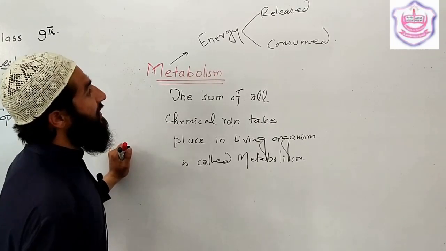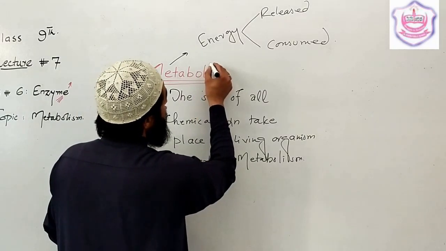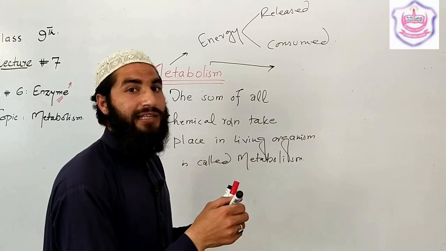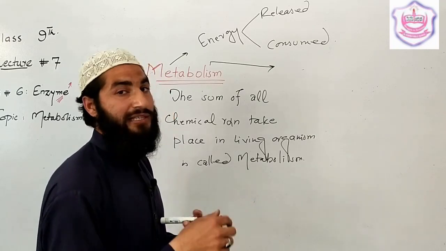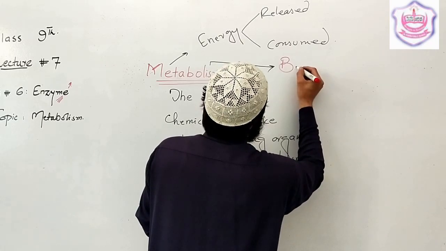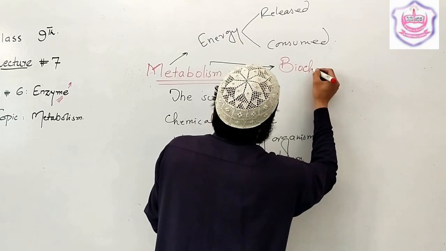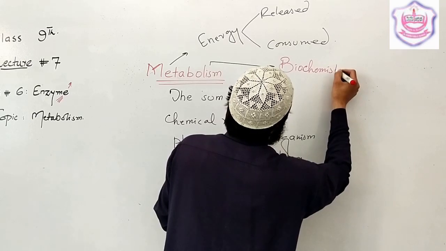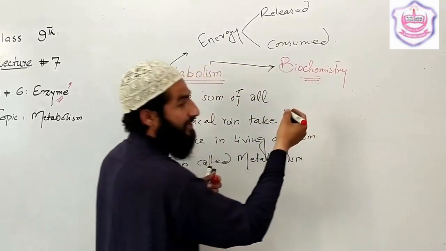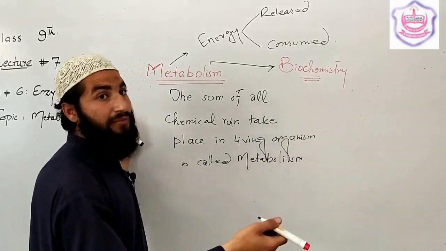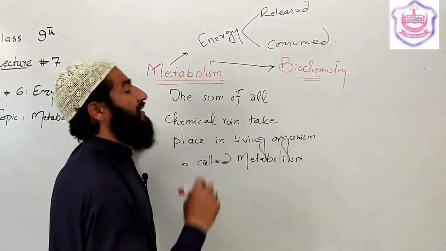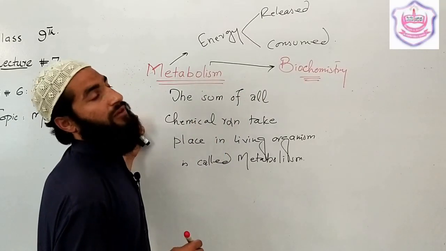Metabolism. And the branch of biology in which we study the chemical nature of an organism and the chemical reactions that take place in them is known as biochemistry. The study of the chemical nature of organisms means what type of chemicals are present in that organism and what type of chemical reactions take place in that organism is known as biochemistry.